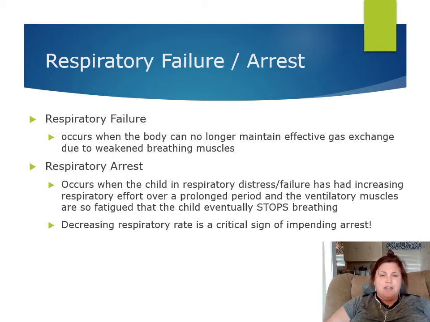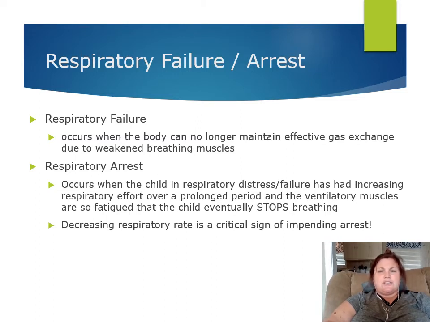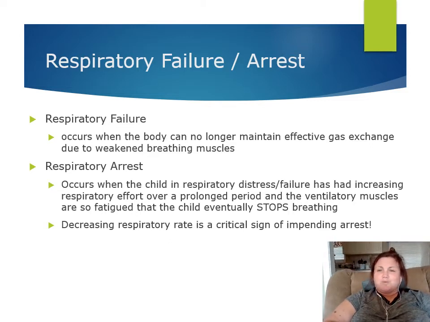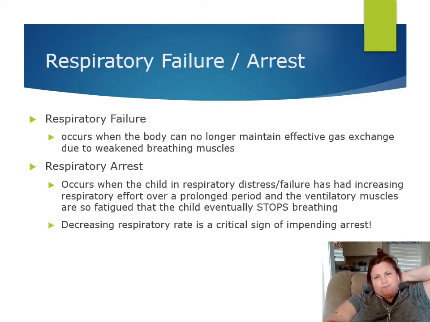So decreasing respiratory rate is a critical sign of impending arrest. We'd rather see hyperventilation than a low respiratory rate, because low rate means arrest is imminent. Hypoventilation is when the body's need for oxygen exceeds their actual oxygen intake. Hypoxemia and hypercapnia are abnormal levels of oxygen and carbon dioxide, respectively. And hypoxia is lower than normal oxygen in the tissue. So remember those terms.